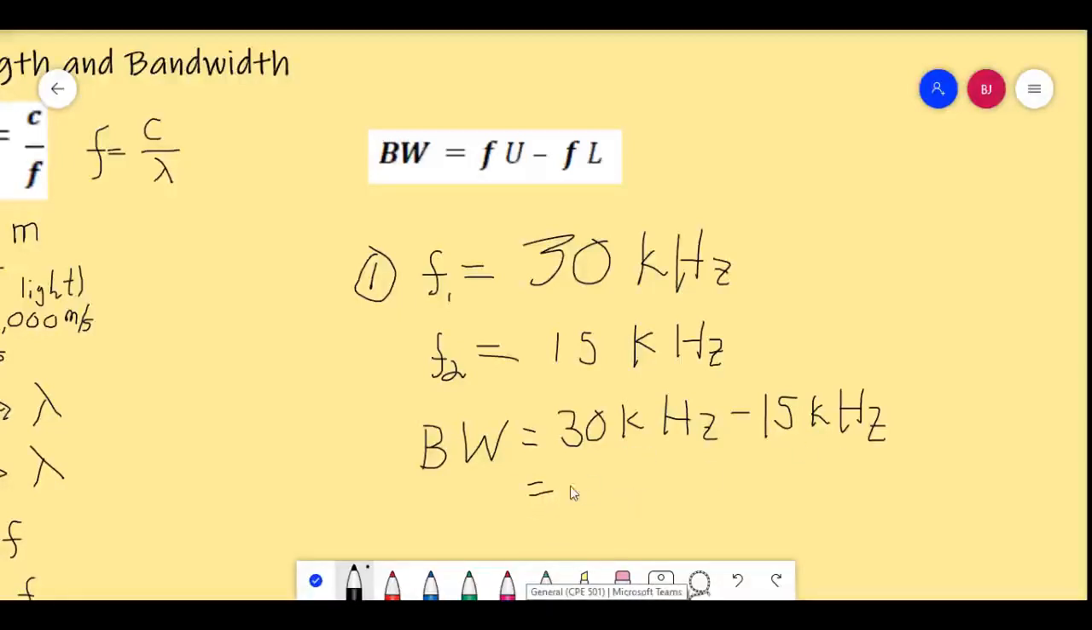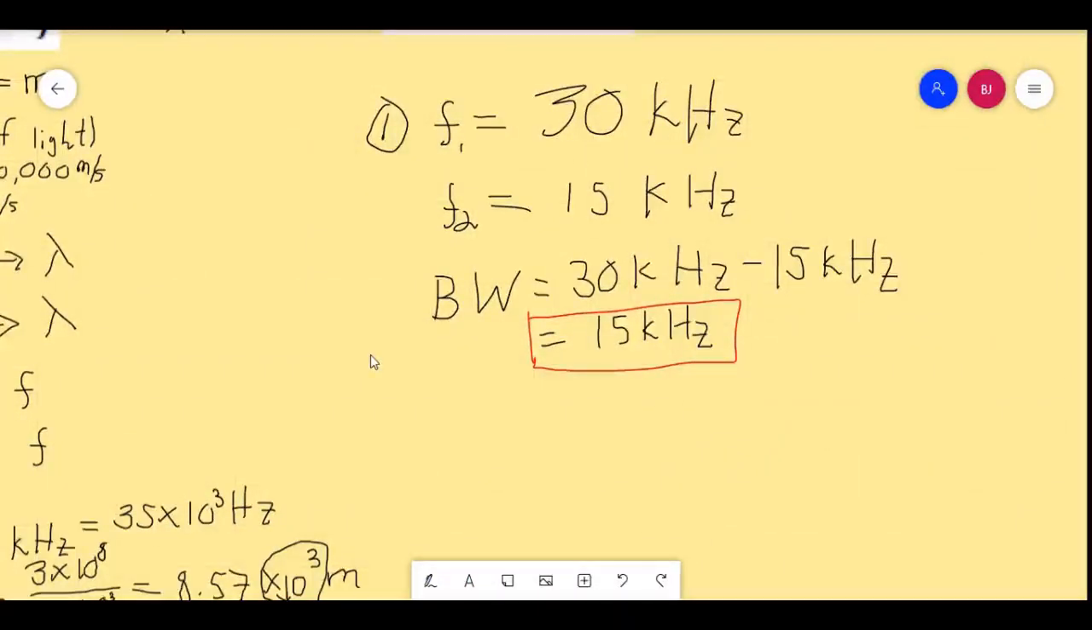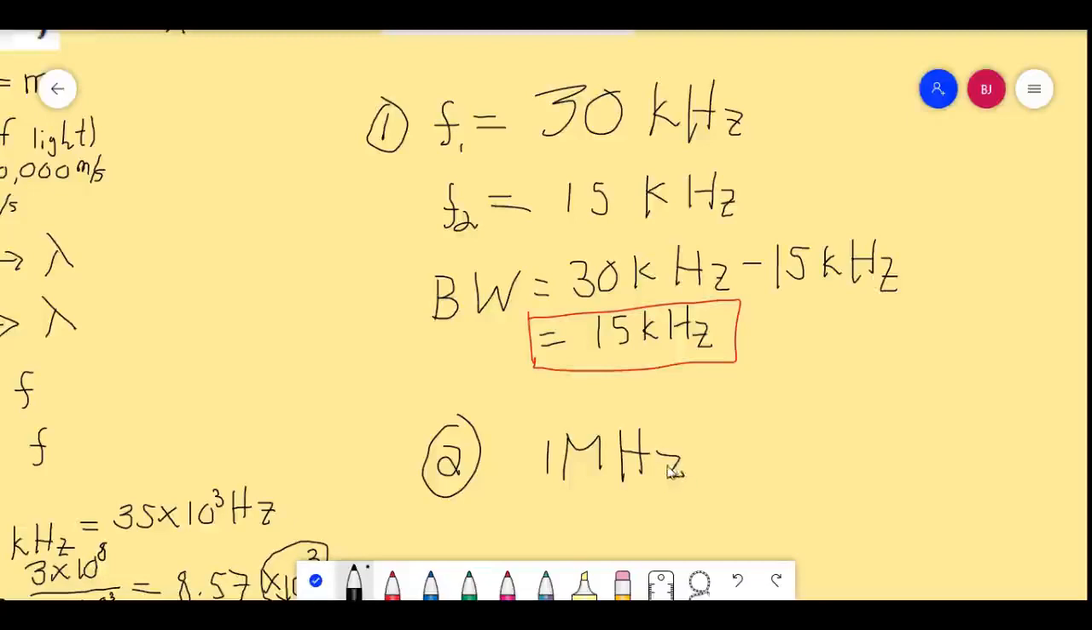So 30 minus 15 is 15, and then we just use the unit, which is kilohertz, and this would be our answer. Now we can only subtract frequencies directly if they have the same prefix. So for example, if we have something like 1 megahertz as one of the units, F1, and then our second is something like 900 kilohertz. Unfortunately, we cannot subtract this directly.